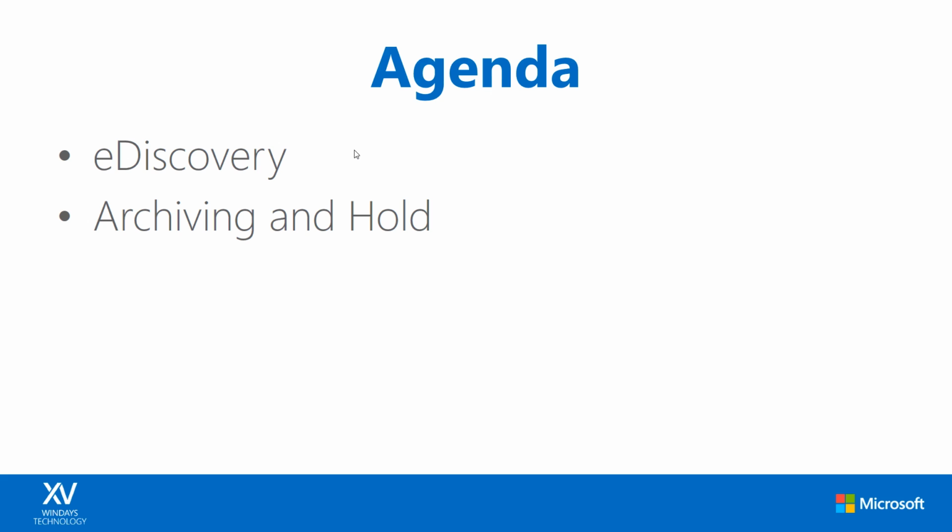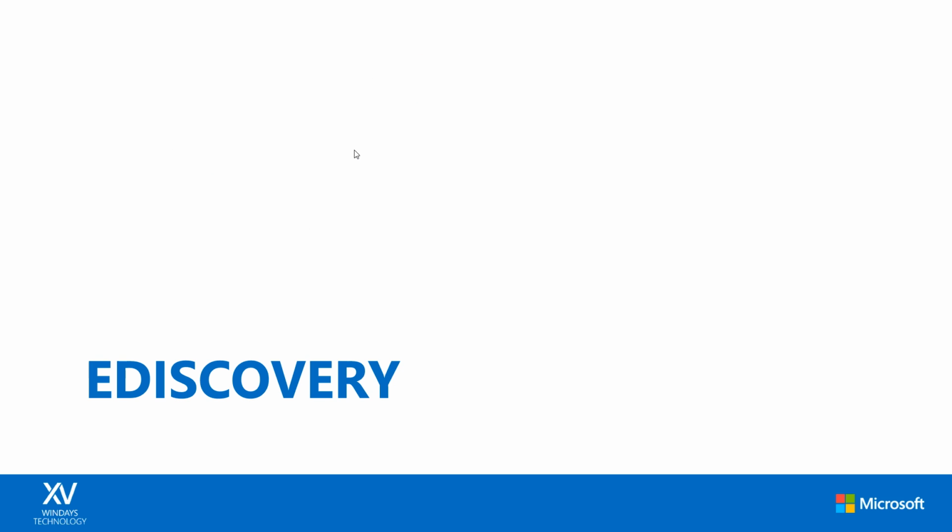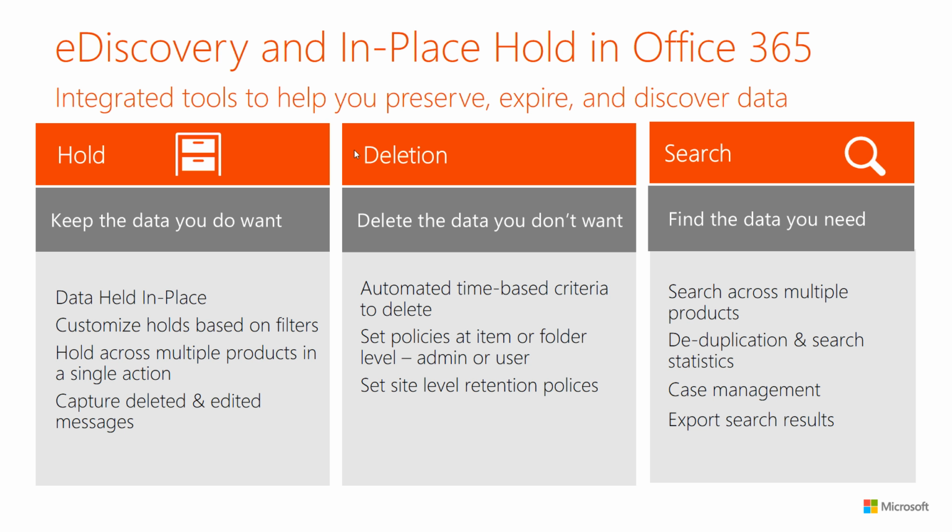So eDiscovery. Within Office 365, we have several sets of tools that are grouped into one of these three areas. They're either designed to keep the data you want, such as the hold features that we have, delete the data you don't want, such as the data governance features, and then searching to find the data that you need.